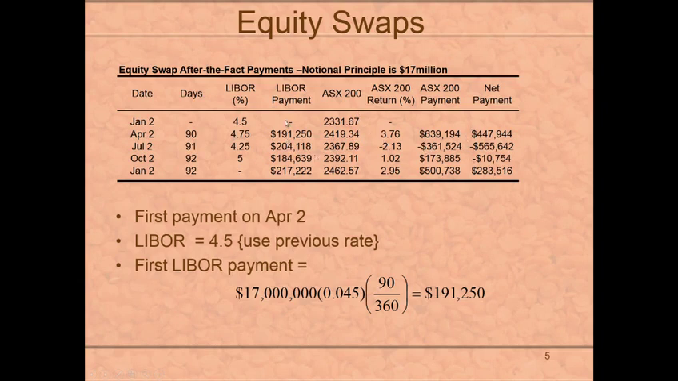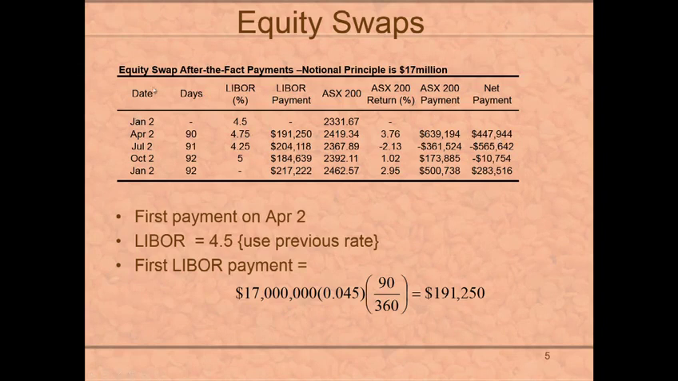So how do you get the payment? Well, 191,000 is simply 17 million times 4.5% for the period. Okay, apportion for the period. And 639 is simply 17 million times 3.76%. Okay? Now remember, you do not have to apportion for your equity returns because the equity returns is at a point in time. Okay? Whereas the interest rate is accrued over a period of time. Okay? So the net effect is 447,000, right?